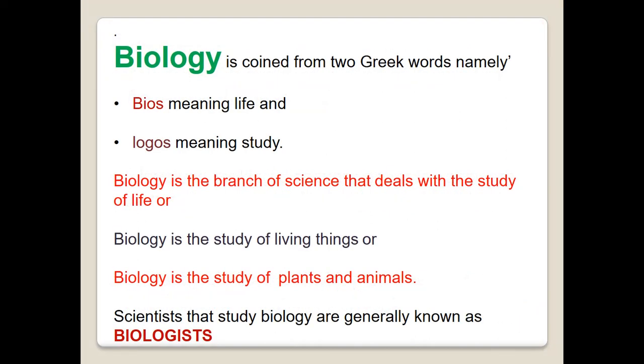Biology is coined from two Greek words, namely bios, meaning life, and logos, meaning study. When you combine these two words together, you get the definition of biology. Therefore, we can define biology as the branch of science that deals with the study of life, or biology is the study of living things, or biology is the study of plants and animals.